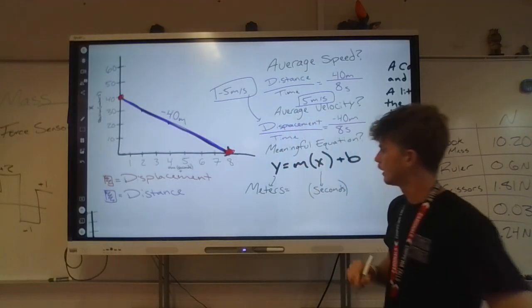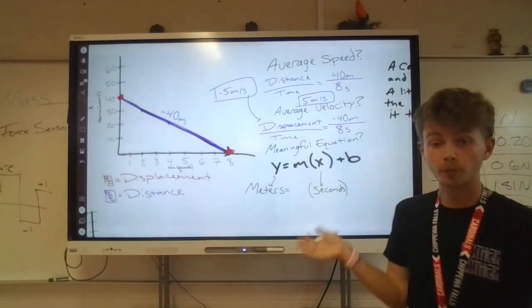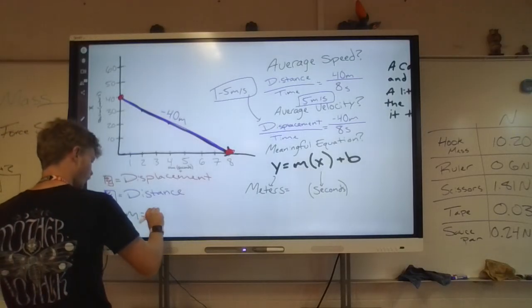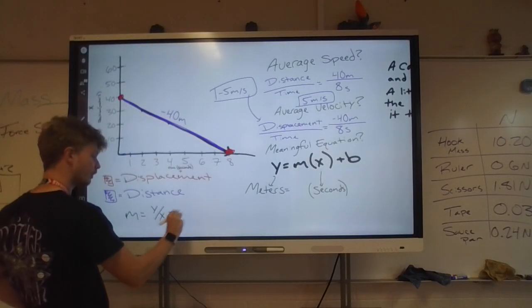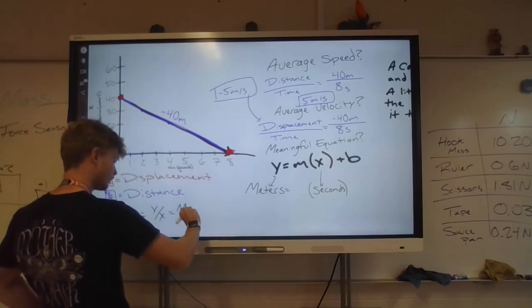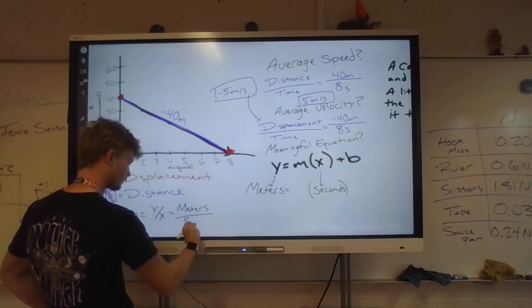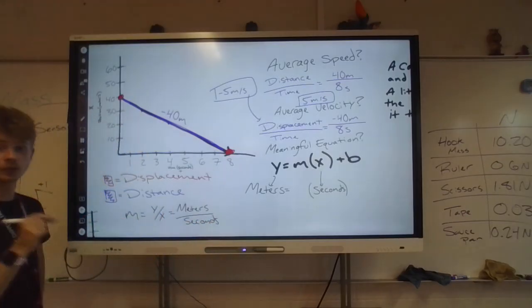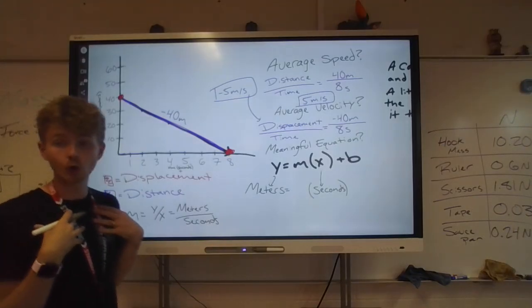Now, m is your slope. M is when you put your y over your x. We already found y. Y is meters. And we already found x, that's seconds. So our units for m are going to be meters per second. But I already found what the slope is.